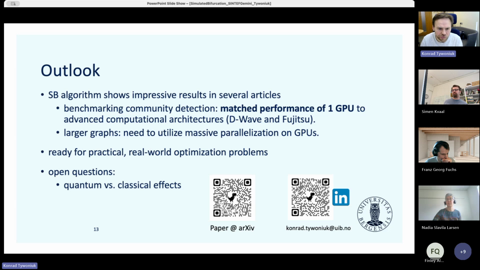Of course, we want to address practical real-world problems, which would be very fun. But as a physicist, I think it's also extremely interesting to look at this quantum versus classical. This is a different type of model than one is typically used to from D-Wave or other quantum simulators. So it would be very interesting to understand the interplay between this bifurcation and chaotic or ergodic behavior, and quantum quenches or quantum adiabatic behavior as we know it from other systems. So thanks a lot for your attention, and I'm happy to answer your questions.